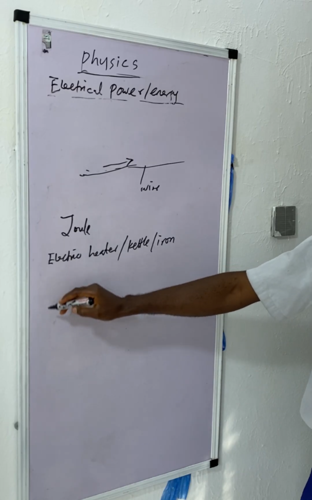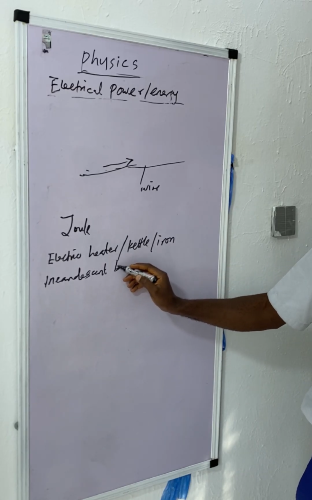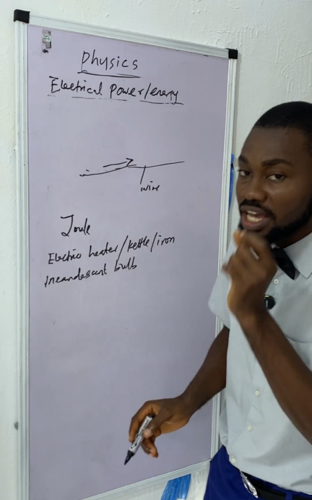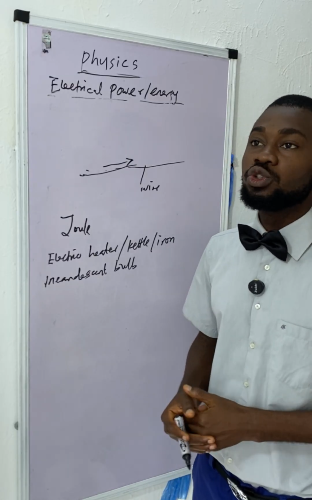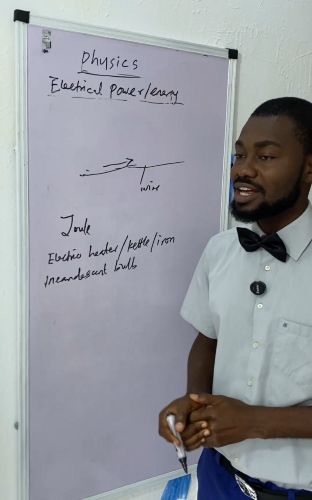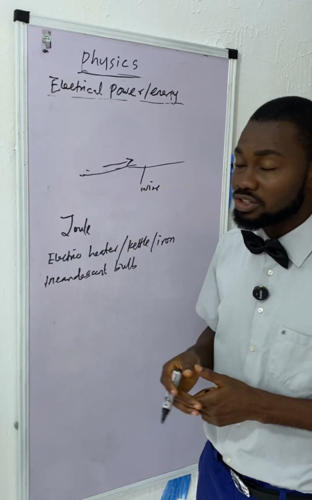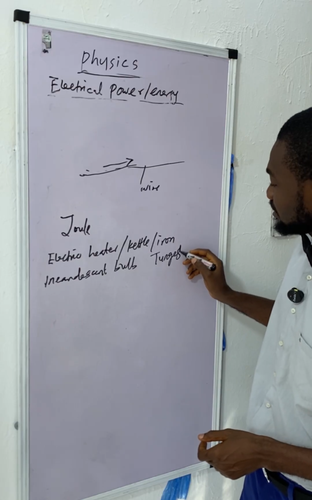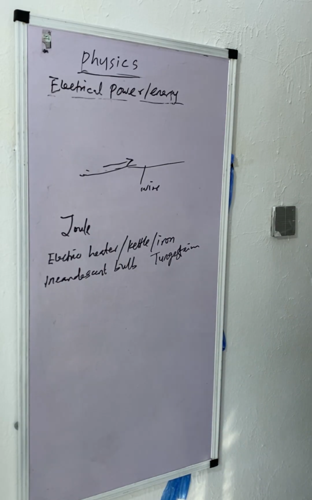Then you have the incandescent bulb. What is an incandescent bulb? That old bulb that used to be yellowish in color. It's the heat produced that is used to light. The heat is produced from the conduction of electric current by a metal called tungsten, a transition metal used in the incandescent bulb.